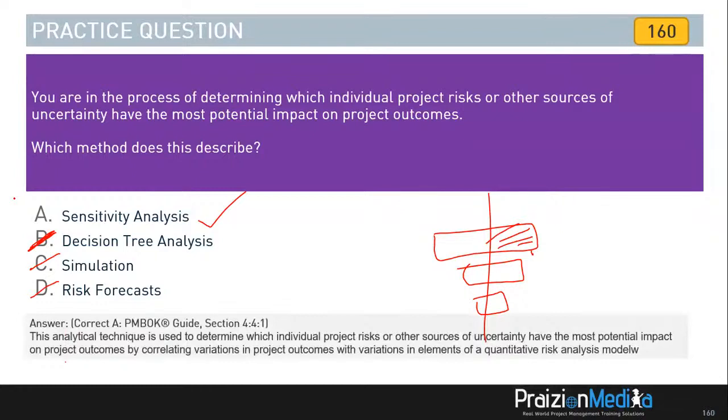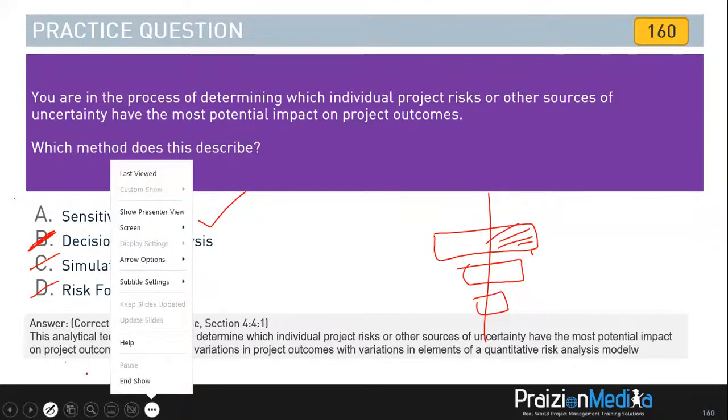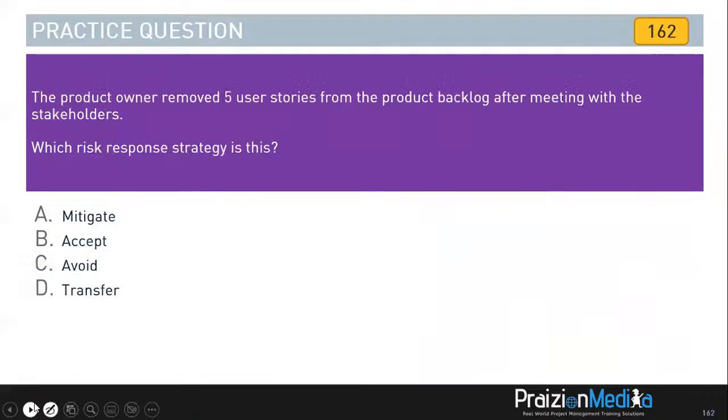This analytical technique, sensitivity analysis, is used to determine which individual project risks or sources of uncertainty have the most potential impact on the project's outcome by correlating variations in project outcomes with variations in elements of a quantitative risk analysis model is the word. All right, let's go ahead and let's move on to the next one.